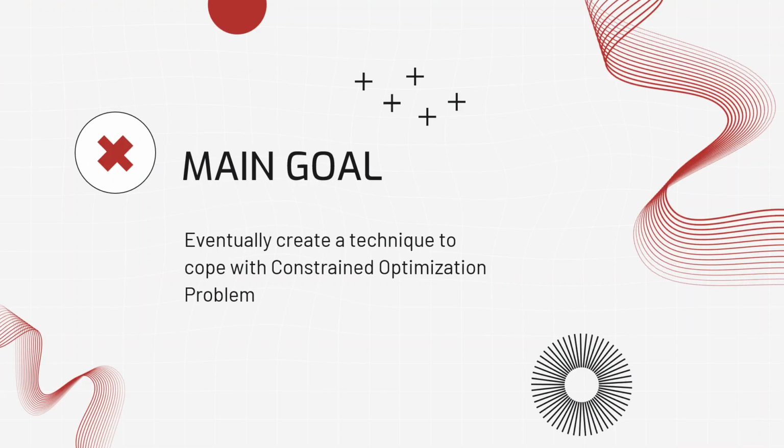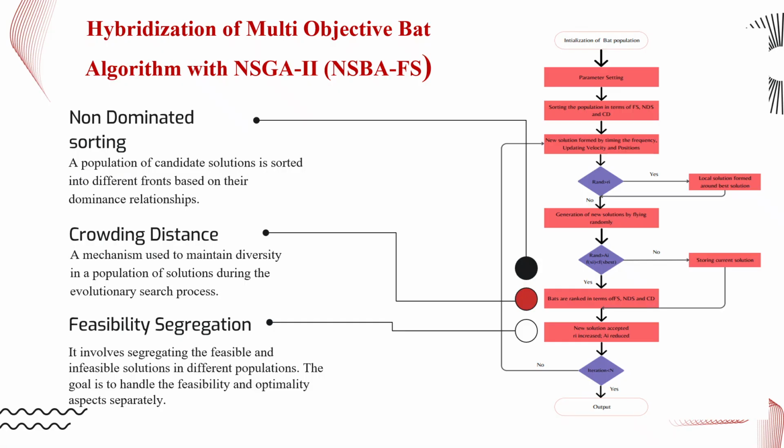The goal is to eventually create a technique to cope with constraint optimization problems. This technique is based on feasibility segregation, non-dominated sorting and crowding distance adapted from non-dominated sorting genetic algorithm 2 technique. The non-dominated sorting is a technique by which a population of candidate solutions is sorted into different fronts based on their dominance relationship. In other words, we can say that the set of solutions obtained by using the non-dominated sorting technique are the optimum set of solutions and is not dominated by any other set of solutions.